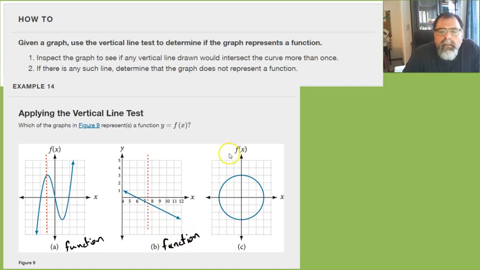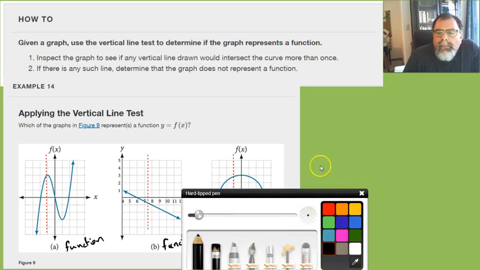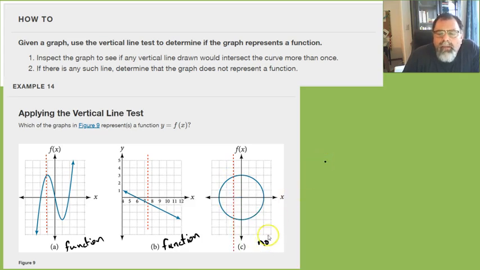Okay, and then C, well, right off the bat, you can see that if you look at the y-axis, which is a vertical line, that has two y-intercepts, so that's going to be not a function. So if I pick x equals -1, again, I get two y values. The graph hits that vertical line twice. So you just need one counterexample to say not a function.